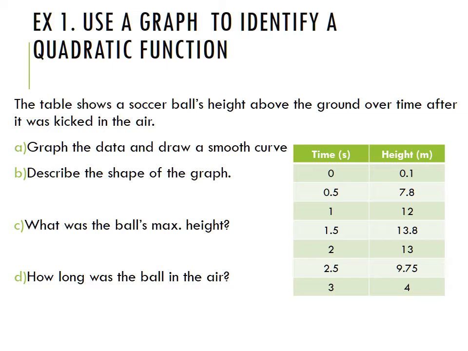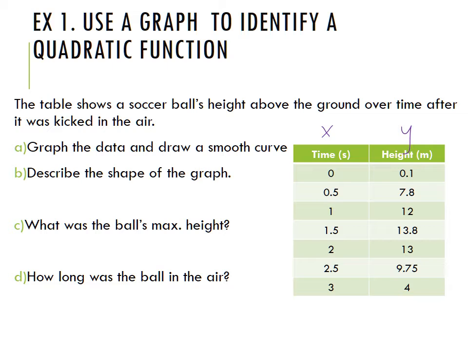So for this first example, it's kind of a warm-up. The table shows a soccer ball's height above the ground over time after it was kicked in the air. Part A, graph the data and draw a smooth curve. So to get you started, because I'm going to ask you to pause at some point, time is going to be your x-axis. Height is going to be your y-axis.